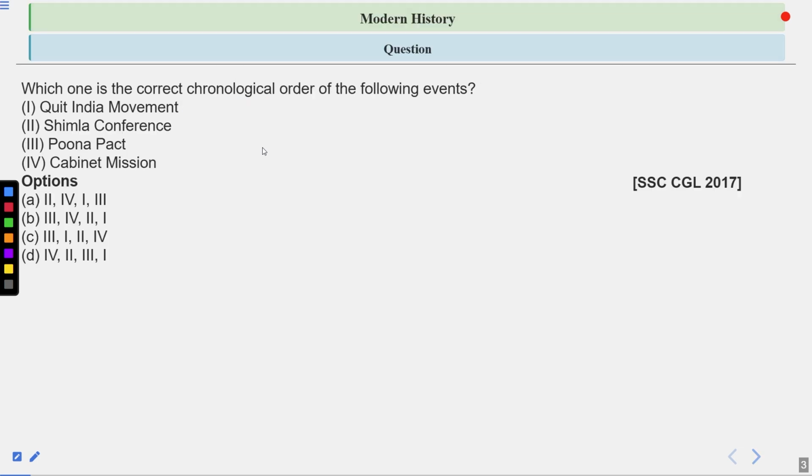The question is, which one is the correct chronological order of the following events? Quit India Movement, Shimla Conference, Pune Pact, Cabinet Mission. Options are: second, fourth, first, third; fourth, second, first, third; first, second, fourth, third; second, third, first, fourth.